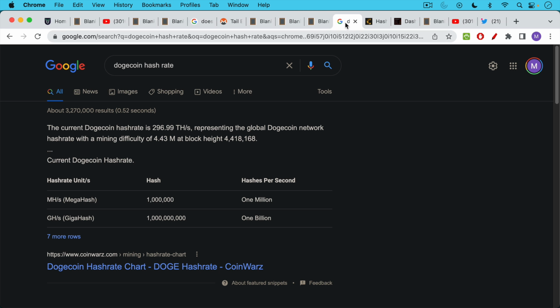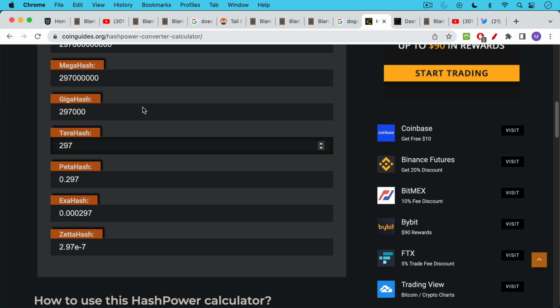And I think people don't realize how big this disparity is. So the current Dogecoin hash rate is about 297 terahashes per second. This is a very large number of hashes that are being performed every second. If we convert 297 terahashes to exahashes, we end up with 0.000297 exahashes when we do that conversion.